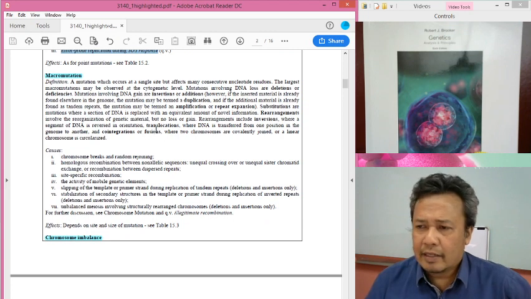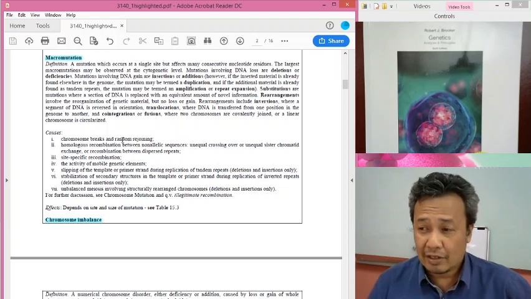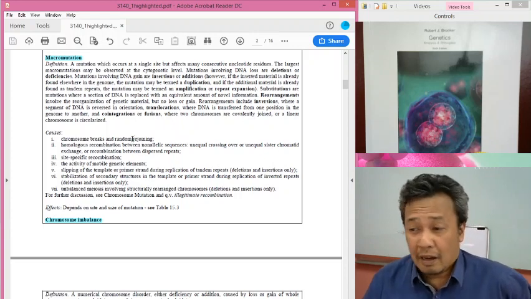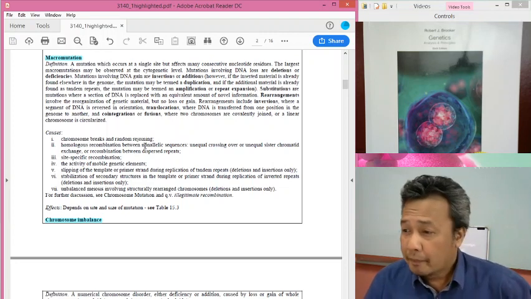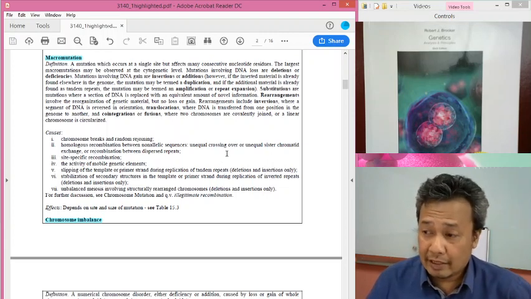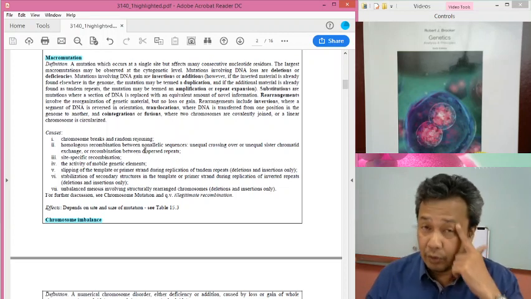Why do you get macro mutations? Because of problems with chromosomal breaks and random rejoining. This occurs probably during crossing over. You have homologous recombination between non-allelic sequences. That's where it's not supposed to be. Unequal crossing over, unequal sister chromatid exchange. I'm assuming you understand these terms. Recombination between dispersed repeats. If you don't, let me know.